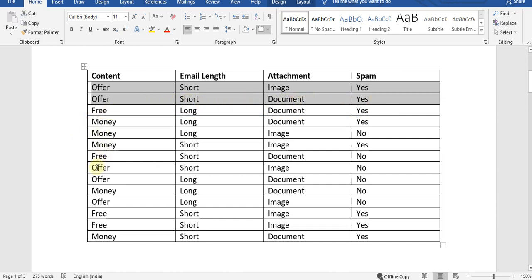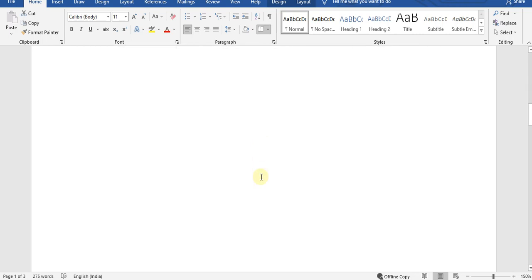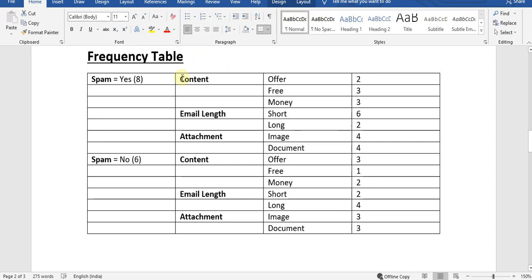Now I scroll down, here also I found 2 offer values, but here the spam value is no, so I am not considering this. Then again here also it is no. So you can find that there are a total of 5 offers in this table. Okay, 1, 2, 3, 4, 5, and among the 5 offers, these 2 offer records are where spam equal to yes. So that's why you can see that here I have written content offer, and the number 2 is written. So what does that mean? That when spam equal to yes, there are 2 content records where the value offer is present.